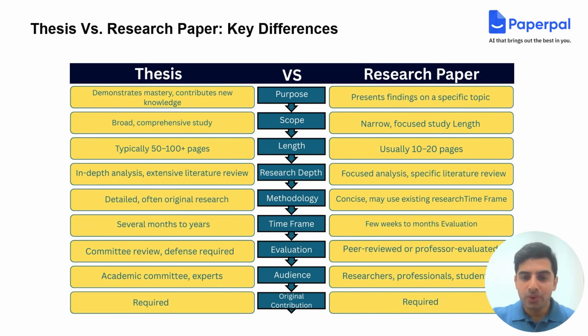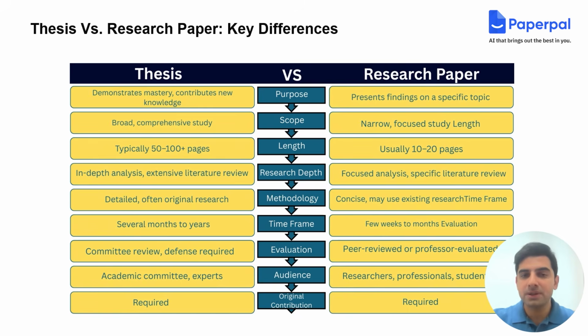Now the main point where we should start is the difference between a thesis and a research paper. As far as a thesis is concerned, the purpose of a thesis is that it's a requirement of your degree. Whatever research you have done, you put it in the form of a thesis, you submit it, and based on that you are awarded the degree of your PhD or a master's degree.